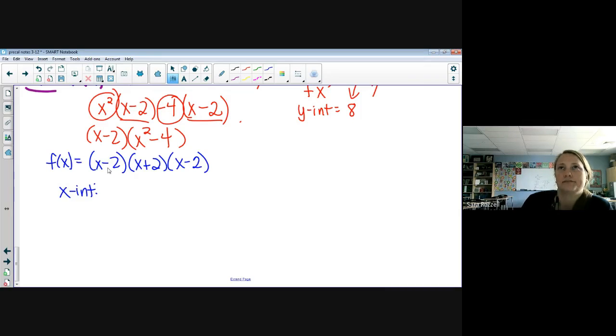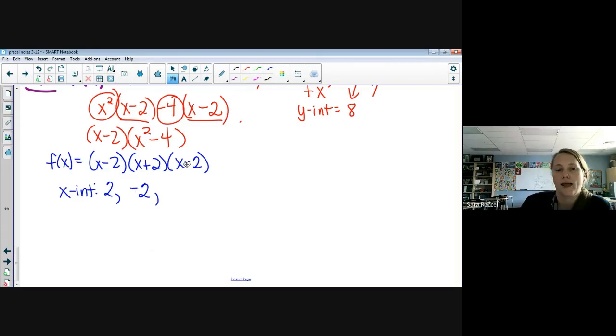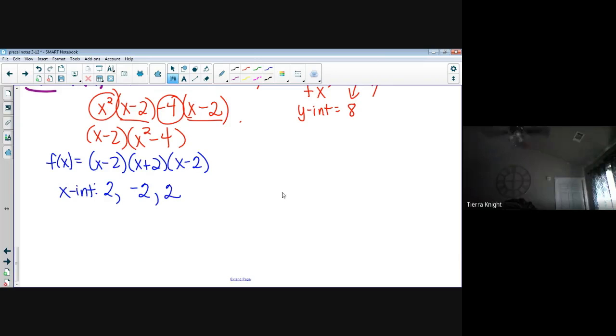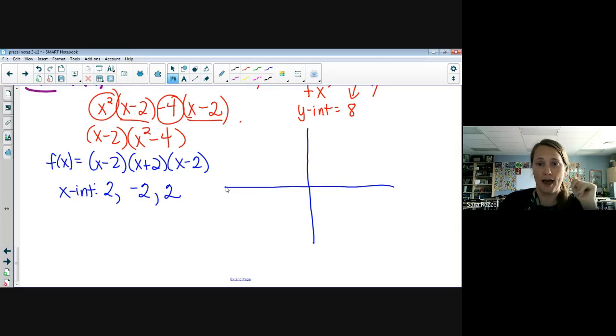What's our first one? Positive 2. Good. Our second one, -2, and our third one is positive 2 again. So there's going to be something weird that happens on our graph because 2 is a root twice. So remember that's a multiplicity and it's going to be something strange. So we'll just put everything we know on the graph, and when we get to that number, we'll see.